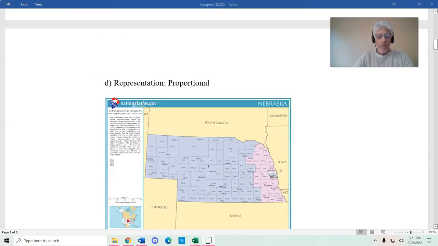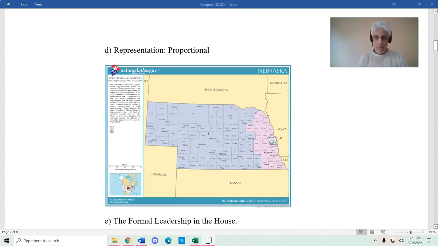Now, in terms of representation, and hopefully you remember this from our discussion of the Constitution, representation in the House is based on proportional representation, meaning the number of representatives that a state gets is based on the population of the state. So California, at the time of this recording, has 53 representatives in the House. Apparently that's going to change.